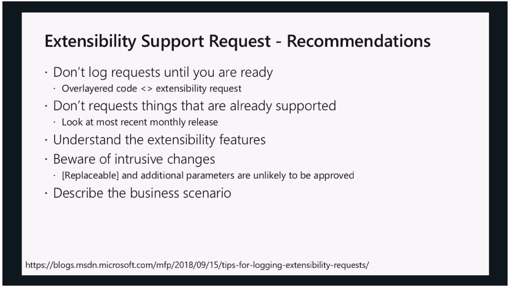Beware, as I was saying, of requesting intrusive changes. One thing that I intentionally did not talk about in this talk is the replaceable attribute, as it has been requested a lot in terms of something that the Microsoft code can apply that could then skip the next call for chain of command. This is something that is very dangerous, seen as essentially bringing back overlayering into the core application, and so it's something that we are very much not likely to approve as an extensibility request.